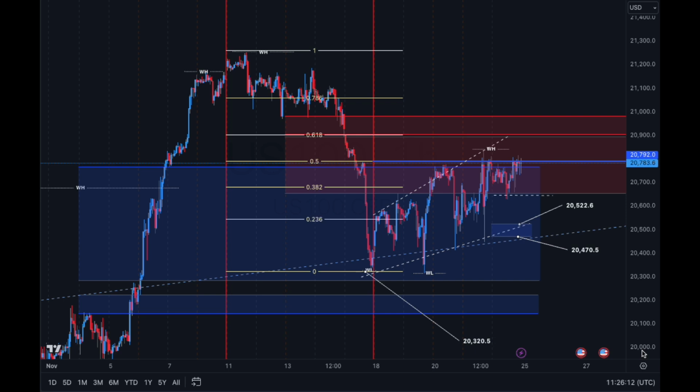So with that said and done, we're going to get on with the analysis for this week, which is pretty much preparing us for Monday the 25th of November and the days that follow after.